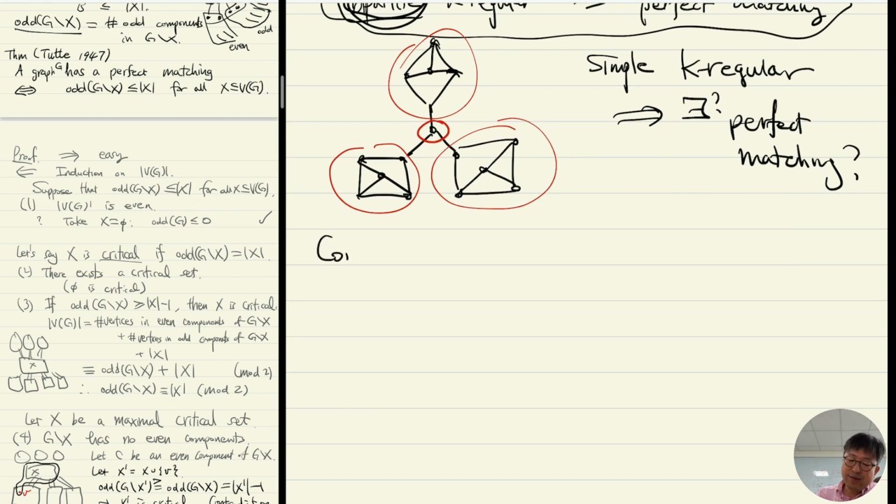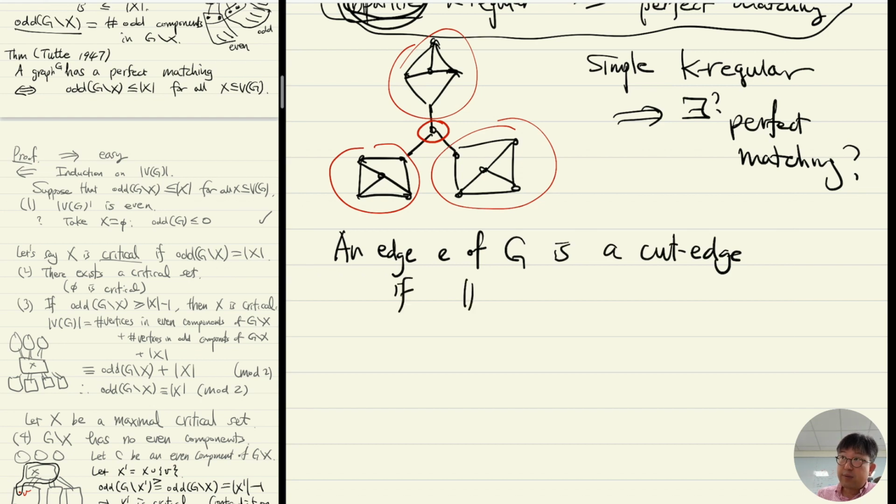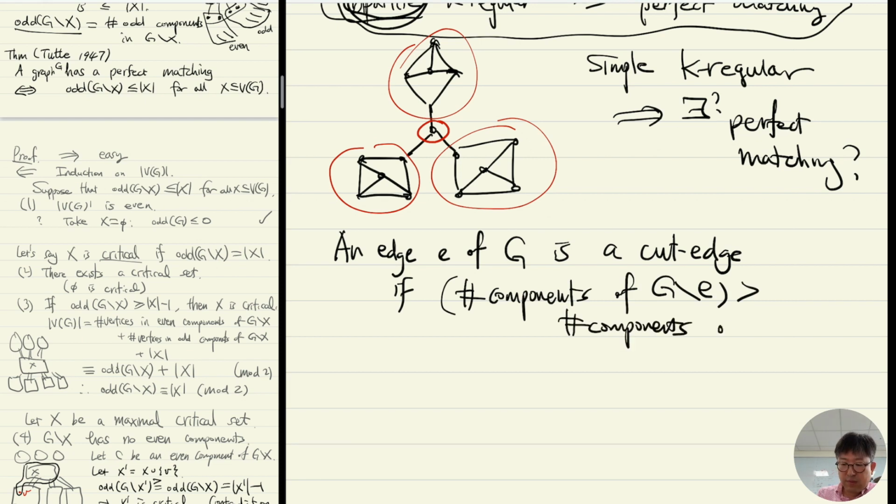And here's a corollary. However, if you forbid something, then you can have a perfect matching. So what do you have to forbid? Let me say a cut edge. An edge E of G is a cut edge if the number of components of G delete E is bigger than the number of components of G. Then we say it's a cut edge.